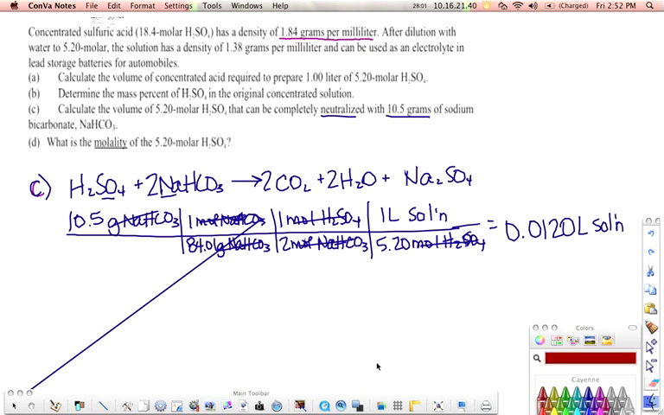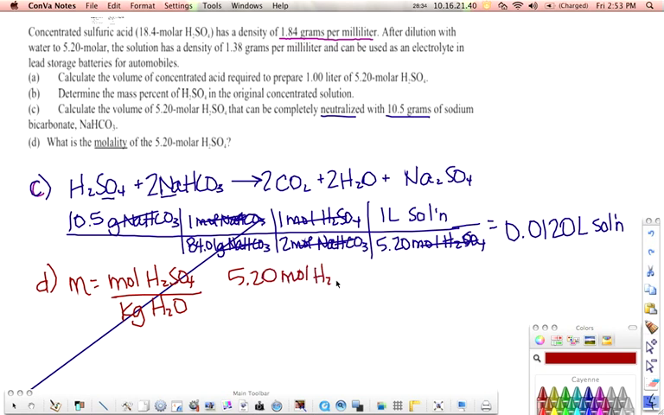Okay, switching colors again. Let's go back to red. For D, what is the molality? Remember that molality is moles of solute, in this case H2SO4, over kilograms of the solvent, which in this case is H2O. So this is what we need to figure out. So the 5.20 moles of H2SO4 tells us that we have 5.2 moles H2SO4 in 1 liter of mixed solution.